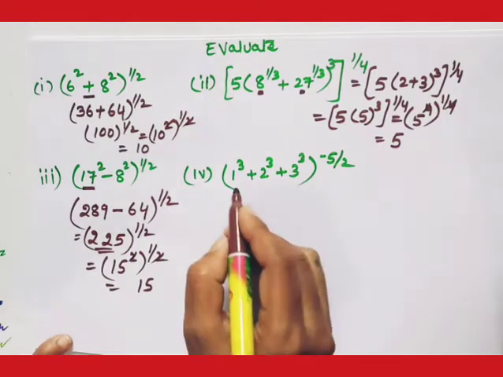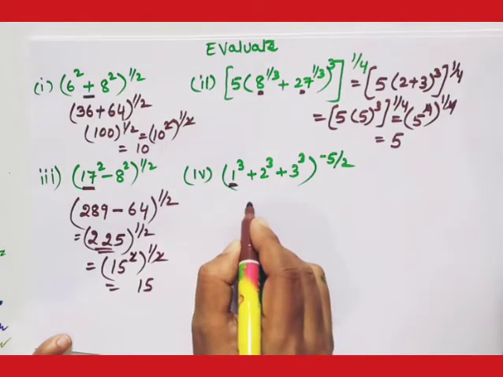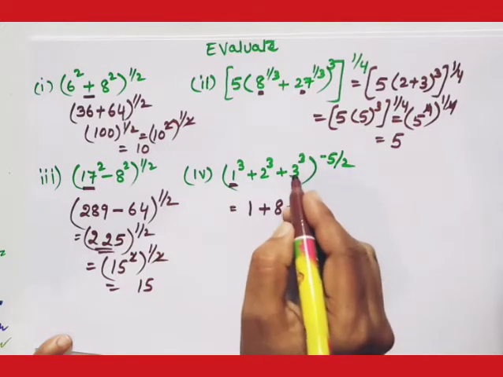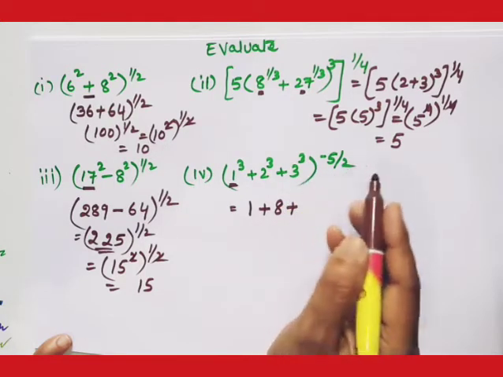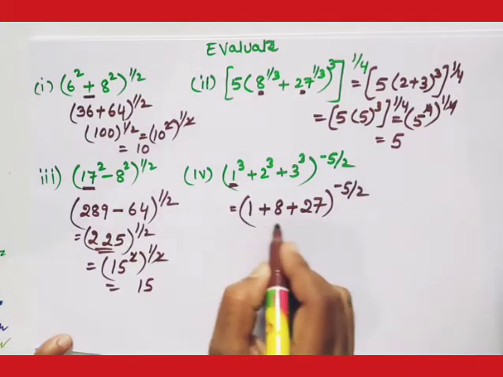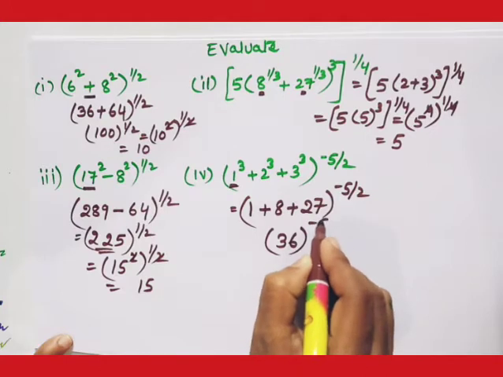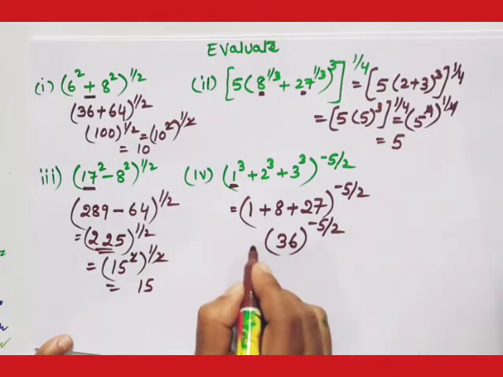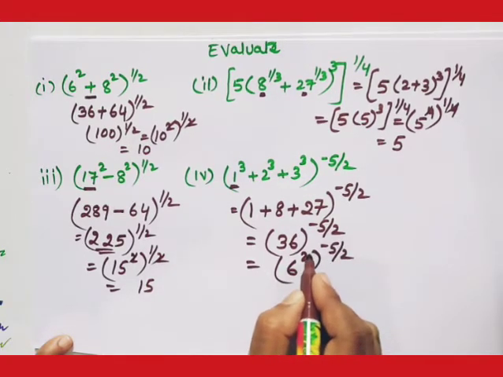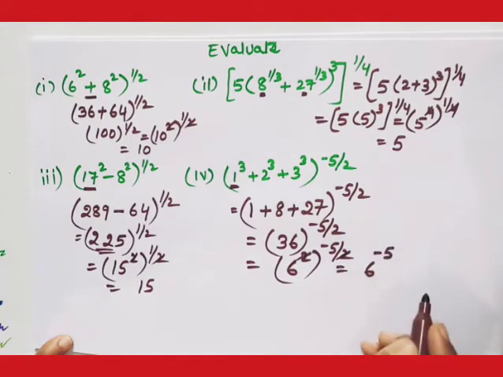Now see this question. 1 cube plus 2 cube plus 3 cube. Simply find out what is the value of 1 cube. 1 cube is 1. Okay. 2 cube is 2 2 4, 2 8. Then 3 cube, it is not 3 into 3. 3 cube, 3 3 is 9, 3 9 is 27. Whole to the power minus 5 by 2. How much is this? 1 plus 8 is 9 and 9 plus 27, it is 36 to the power minus 5 by 2. Now see, 36 is 6 square, you nicely know this, to the power minus 5 by 2. So in this step, power to the power, so 2 and 2 will be cancelled. You are left with 6 to the power minus 5.